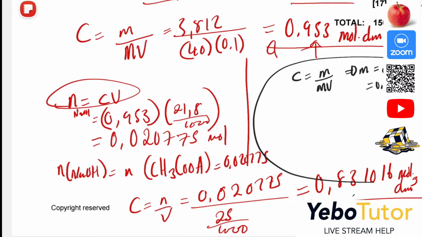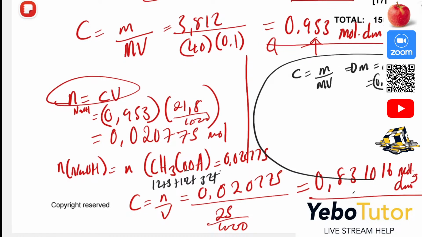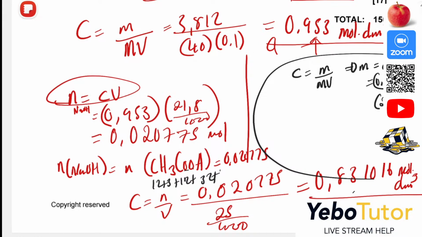0.831016 multiplied by the molar mass of CH3COOH, that will be 12 plus 3 plus 12 plus 32 plus the last one 32, so that will be multiplied by 60. Then we multiply by the volume, which is 25 times 10 to the power negative 3, converted to decimeter cubed. Then the mass will just be equal to 1.2465 grams.